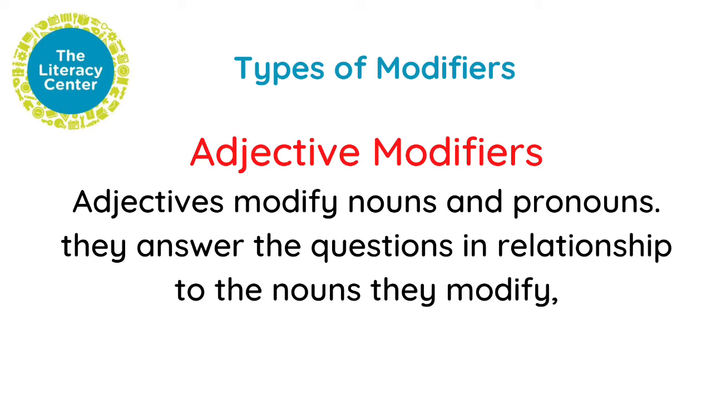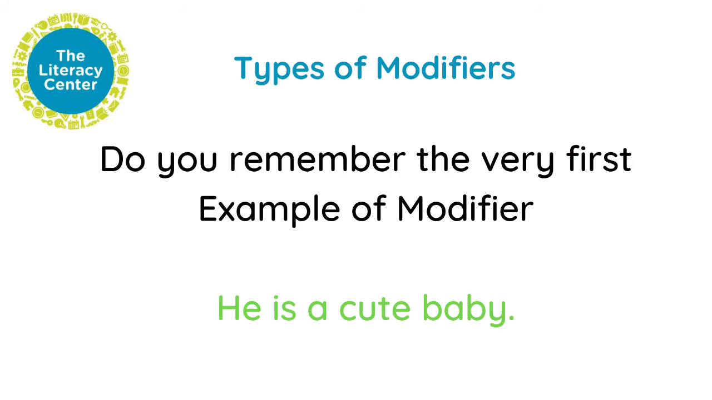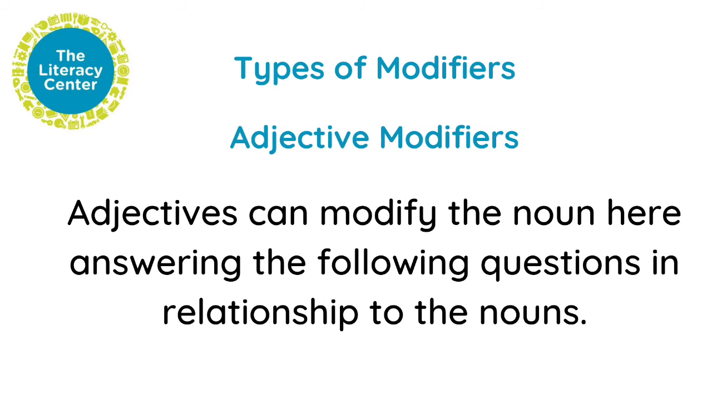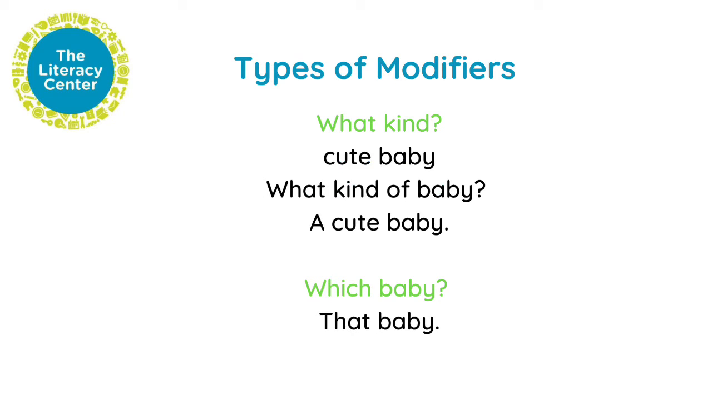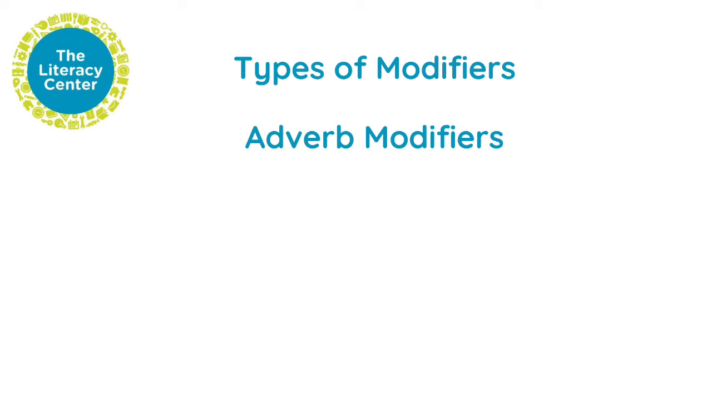They answer questions in relationship to the nouns they modify. Do you remember the very first example of modifier we saw? The sentence, he is a cute baby. So adjective modifiers can modify the noun here, answering the following question in relationship to the noun. Let's see. What kind of baby is it? A cute baby. So the baby is a cute baby, right? And which baby are we talking about? That baby.